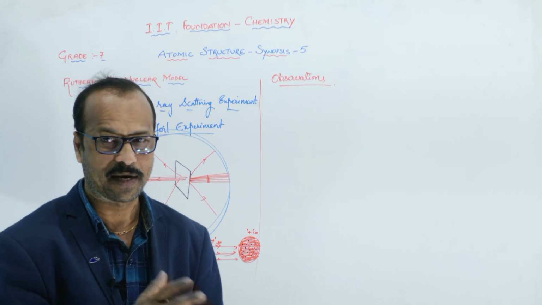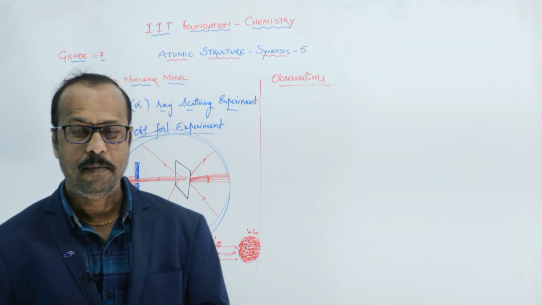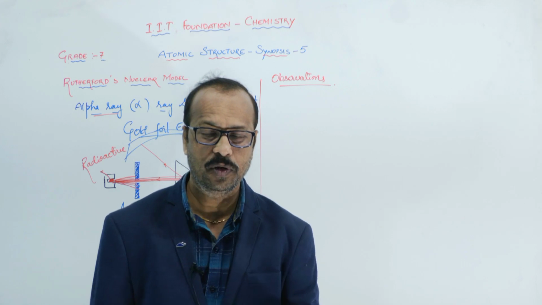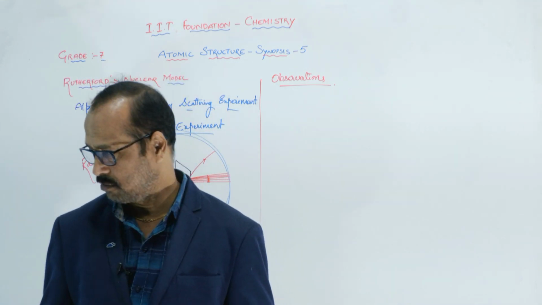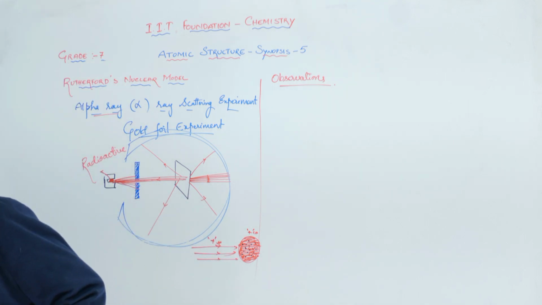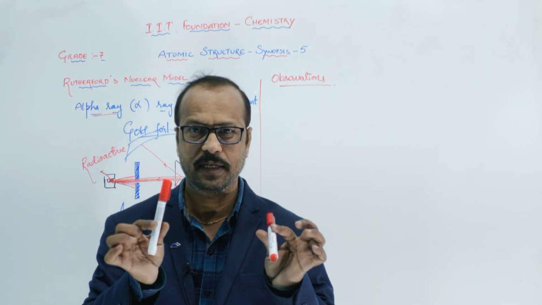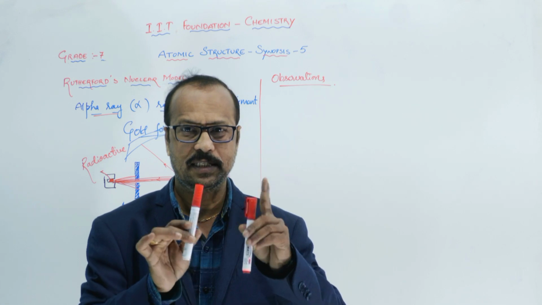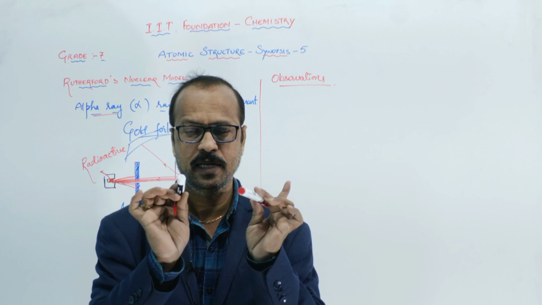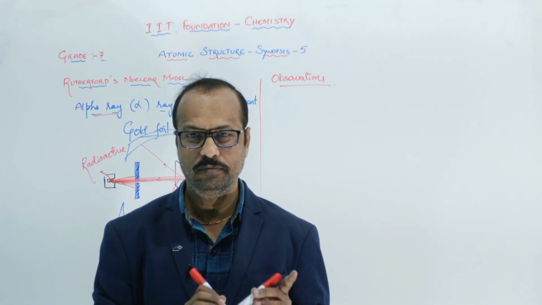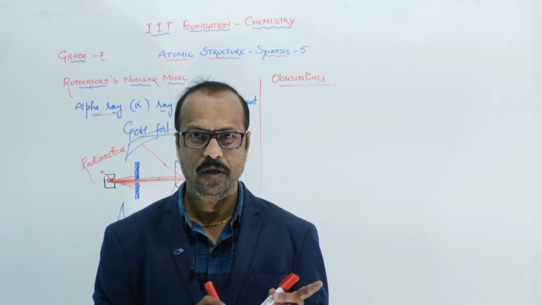For example, you take two magnets. A magnet will have two poles, one is the north pole and the second is the south pole, right? Let's imagine these are the two magnets. So this red one is the north pole, and this other end is the south pole.